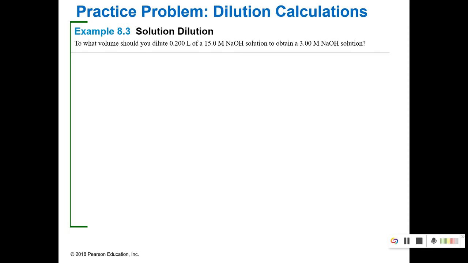Okay, so let's do another one. Remember our equation is M1V1 equals M2V2. These should be the easiest ones. Sometimes students get confused on what goes where. I don't care if you put them as M1 or M2, just as long as the ones that go together go together. Normally this means those are the ones that go together.